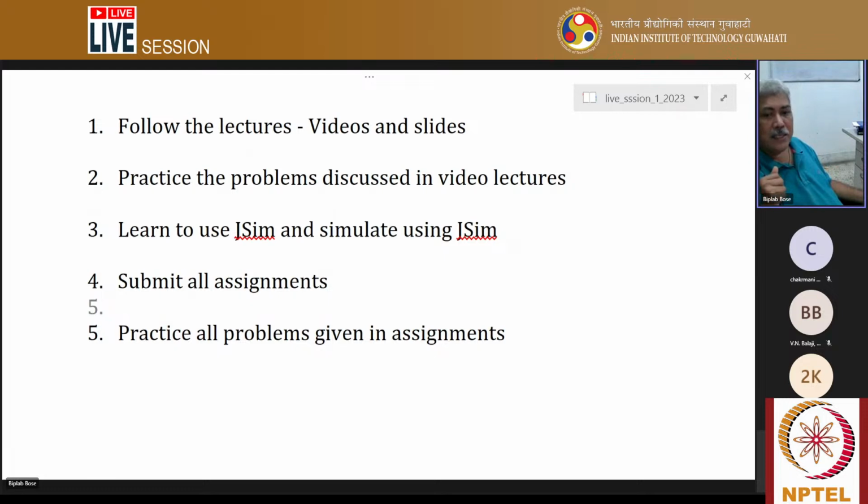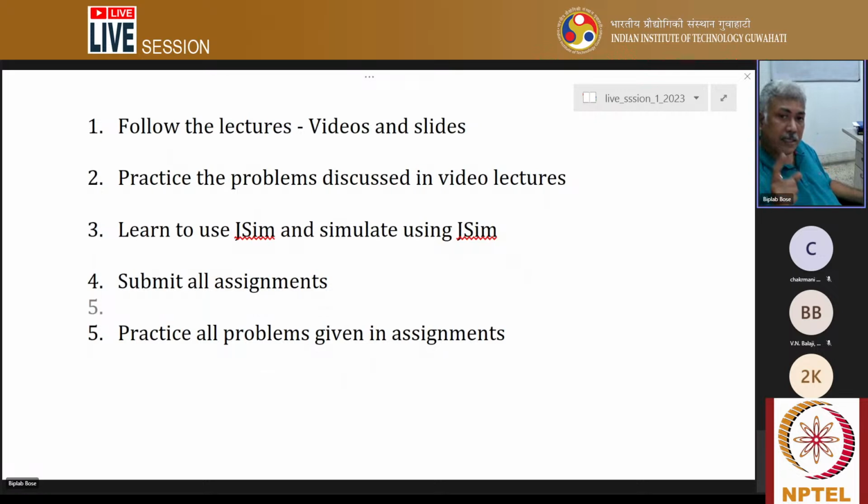Second thing is that, please submit all assignments. Every assignment has 10 questions. That does not mean that you will be able to answer all 10 questions. But don't stop from submission. You submit whatever you are able to answer. Submit the assignment, because you remember the marks matter.